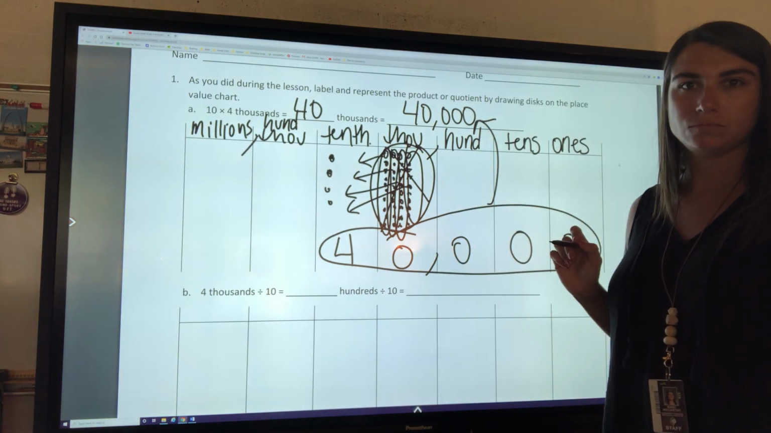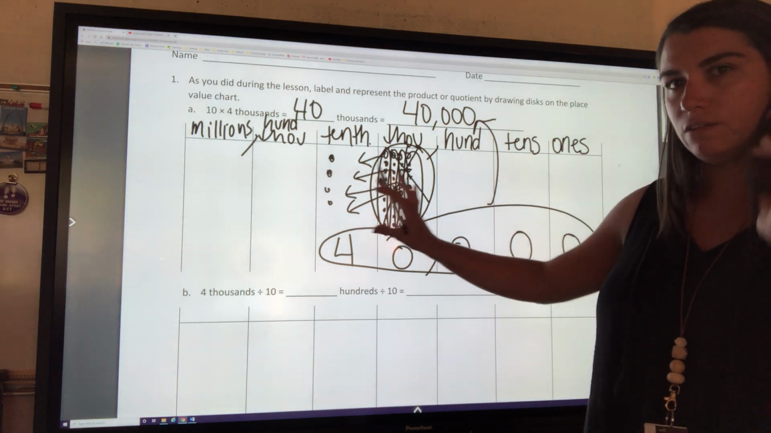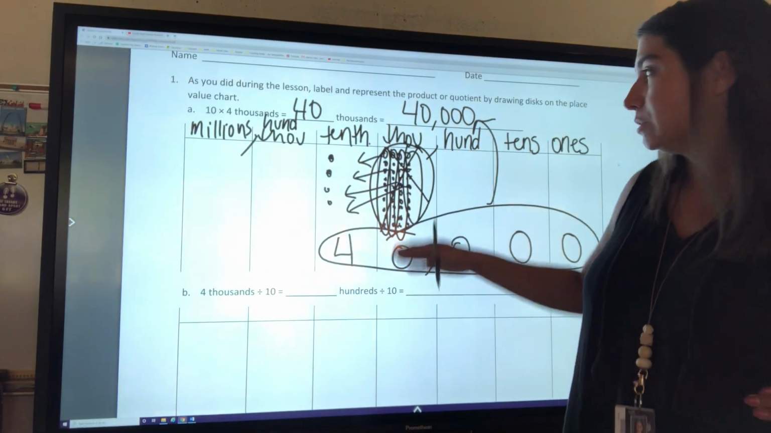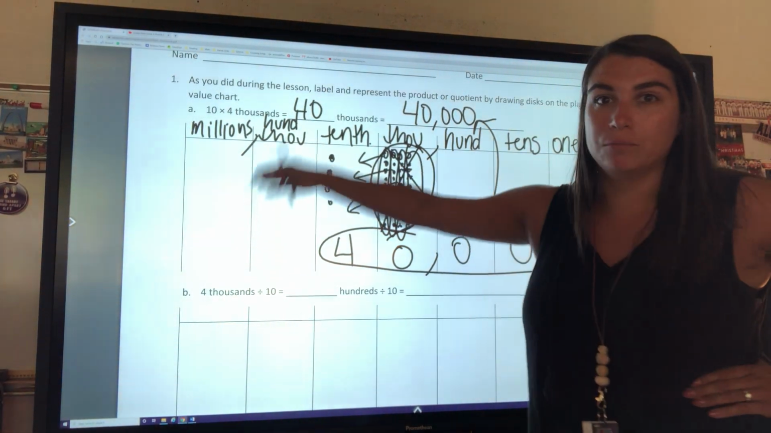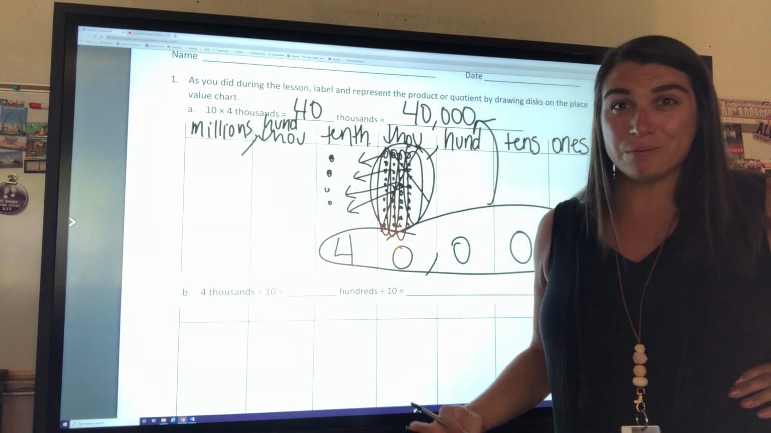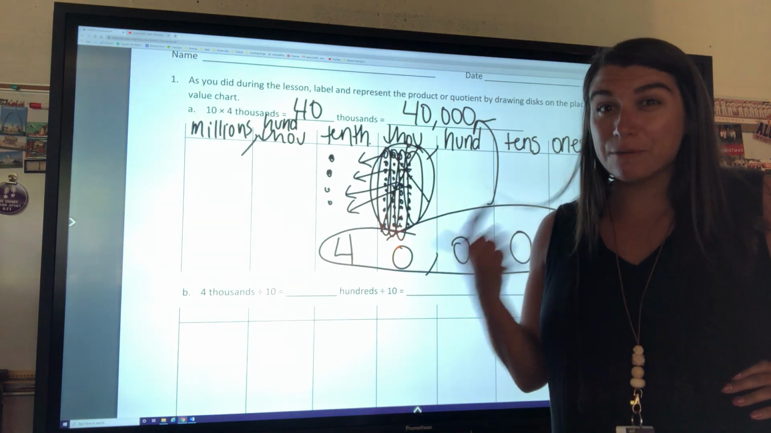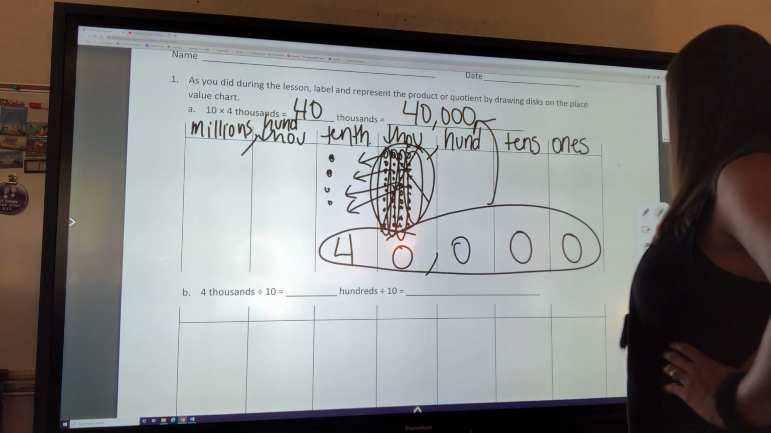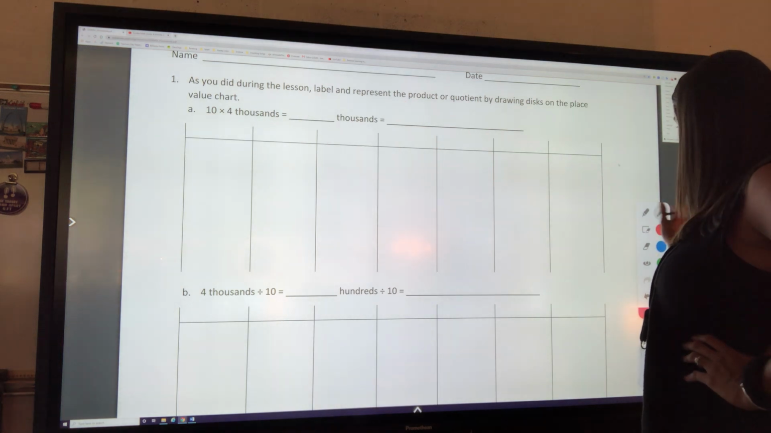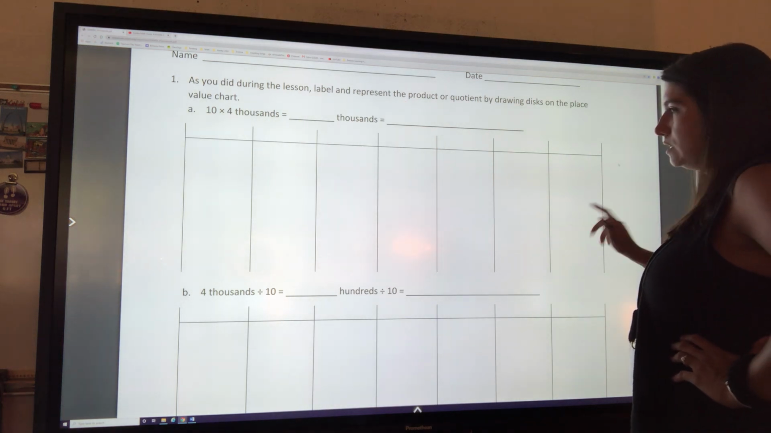Cool, so go ahead and check your work. Make sure you have all that down. And the biggest thing to remember is that if I have 10 in a column, I gotta move them over. So the next problem we're gonna do is division. So it's the opposite of that. Okay, so I'm going to erase my page and I'm going to move it down.